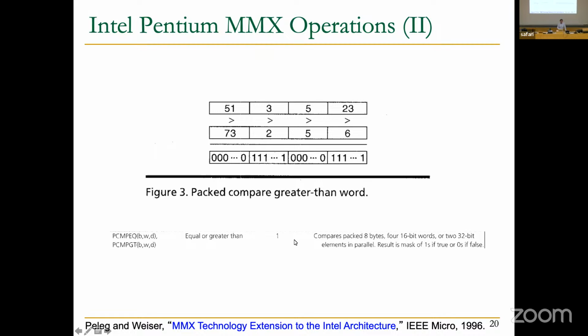Let's take a look at the ISA definition. Compares packed 8 bytes. Well, in this case, I think 4 16-bit words. Result is mask of 1s if true or 0s if false. So you basically compare 51 to 73. 51 is not greater than 73, so the result is all 0s in these 16 bits. 3 is greater than 2, so the result is all 1s in these 16 bits. 5 is greater than 5? No, that's not true, so the result is all 0s. 23 is greater than 6, so the result is all 1s.